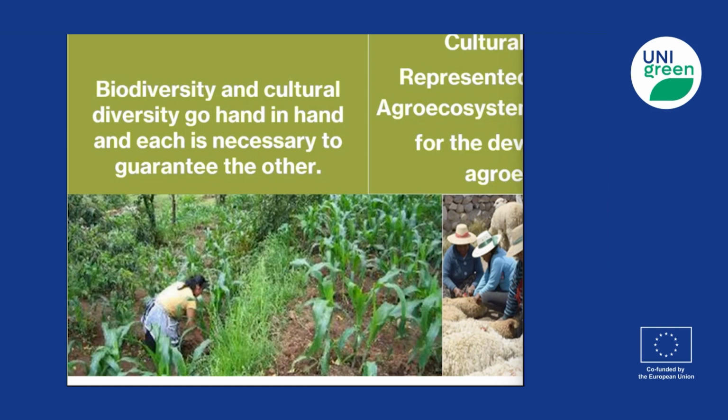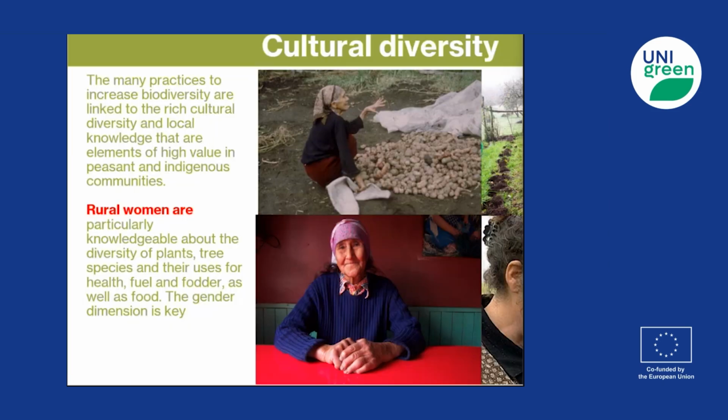So biodiversity and cultural diversity go hand in hand to guarantee this conservation, and the cultural diversity is kind of the main. In this case, I just talked about genetic, species, and landscape diversity. But if we don't have this cultural diversity, probably it will be very difficult to conserve this landscape, conserve traditional varieties. So everything is linked to human action. And in this particular case, it's cultural diversity. So rural women are key.